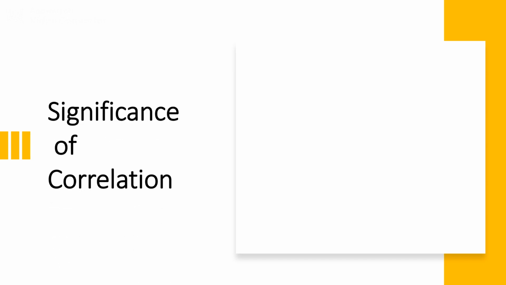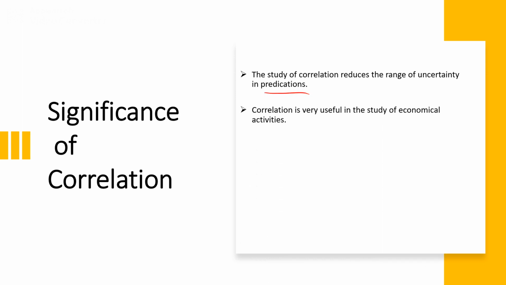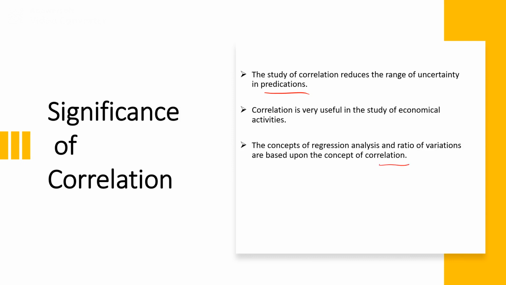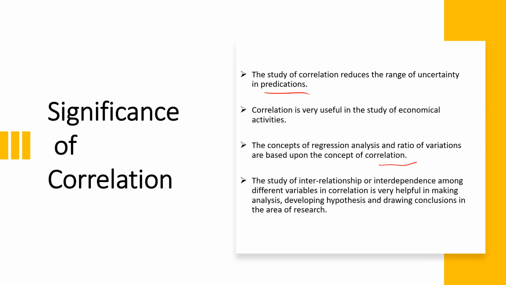Now, the significance of correlation. The study of correlation reduces the range of uncertainty in predictions. Correlation is very useful in the study of economic activity. The concepts of regression analysis and ratio of variation are based upon the concept of correlation. And the study of interrelationship and interdependency among different variables is very helpful in making analysis, developing hypotheses, and drawing conclusions in the area of research.